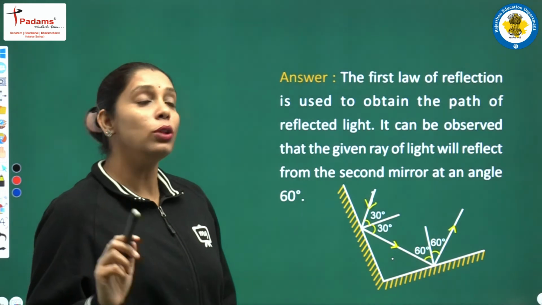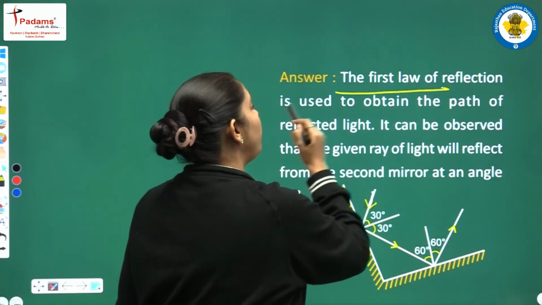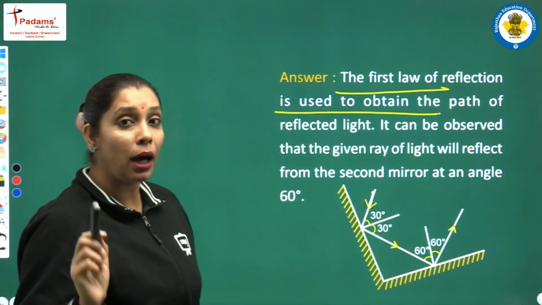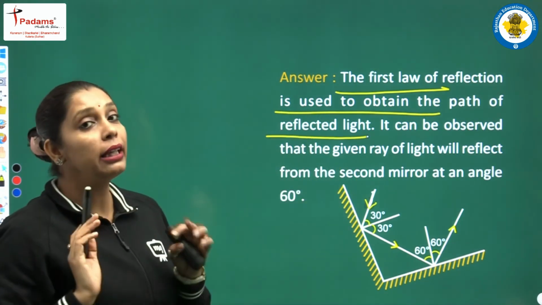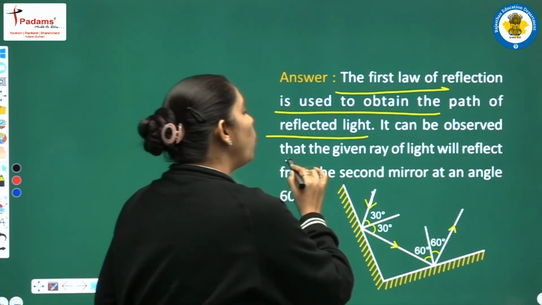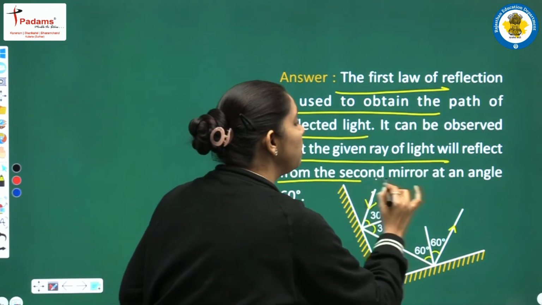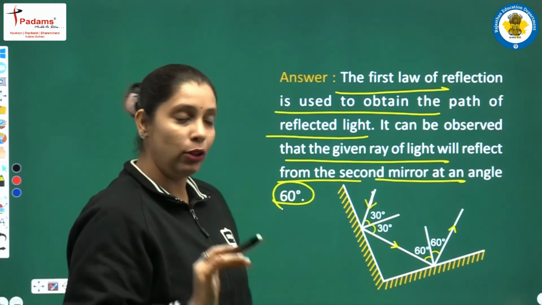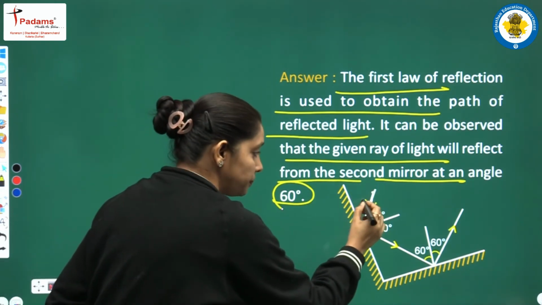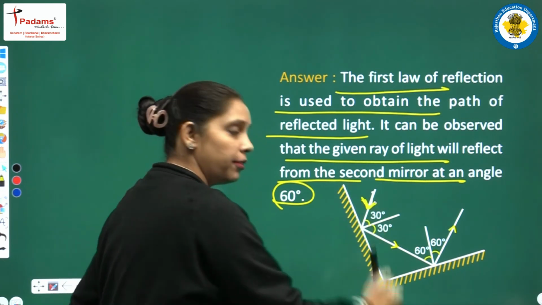ठीक है? So students, the first law of reflection is used to obtain the path of the reflected light. It can be observed that the given ray of light will reflect from the second mirror at an angle of 60 degree. अब कैसे करेगा? Have a look here. This is your incident. ठीक है?